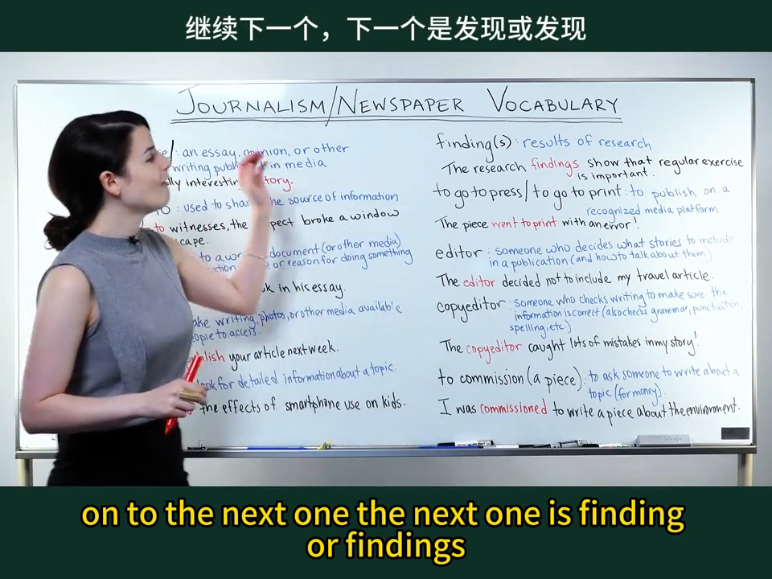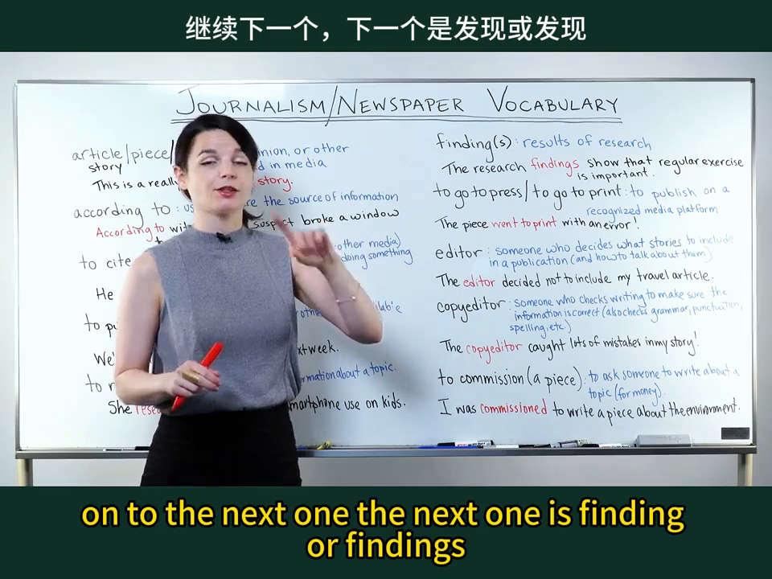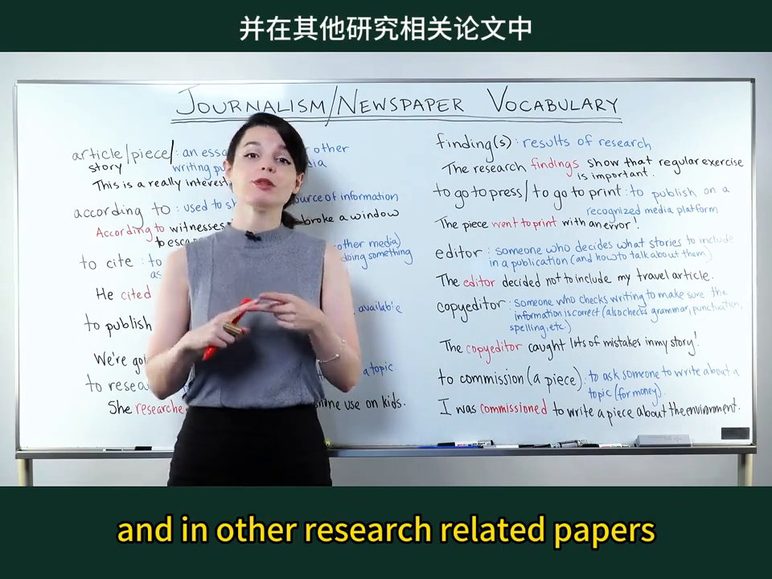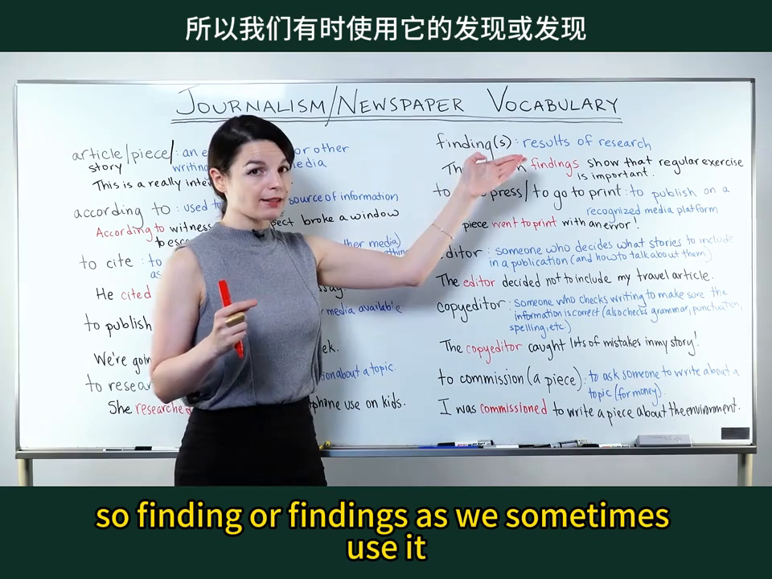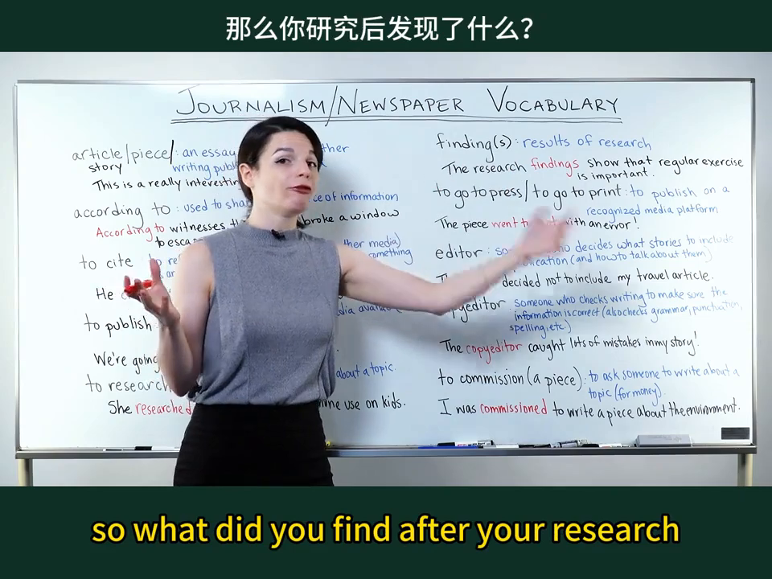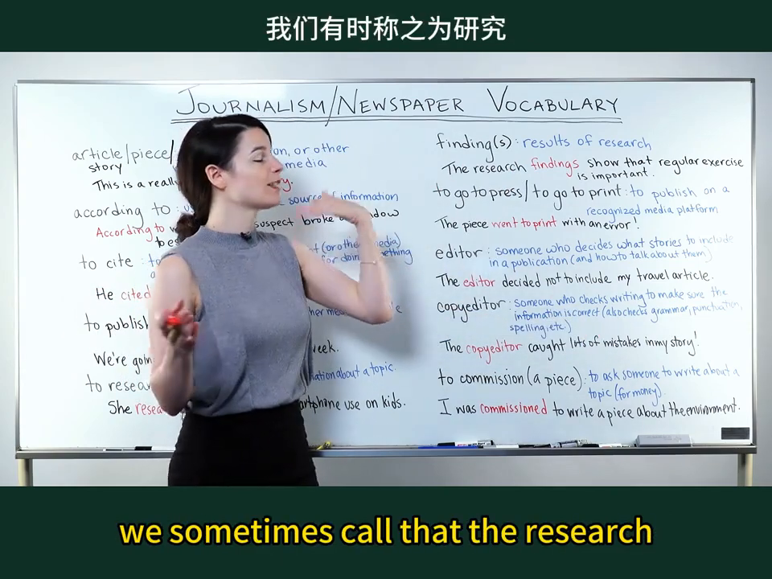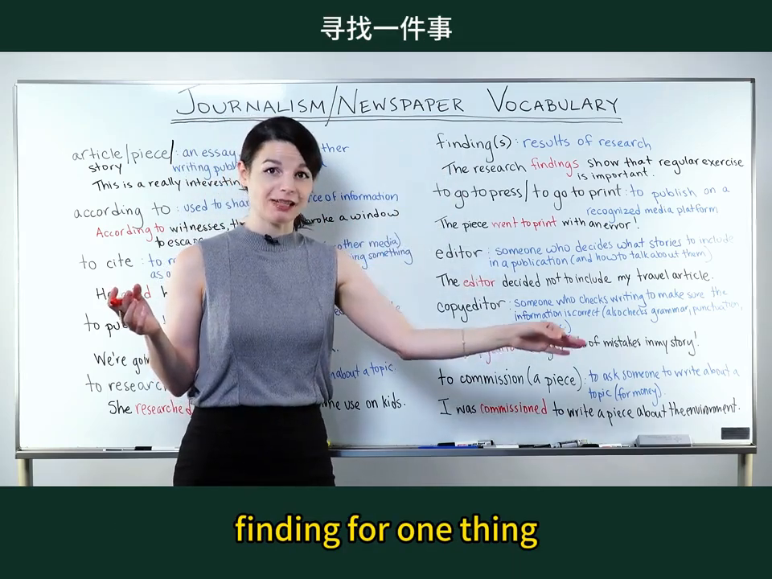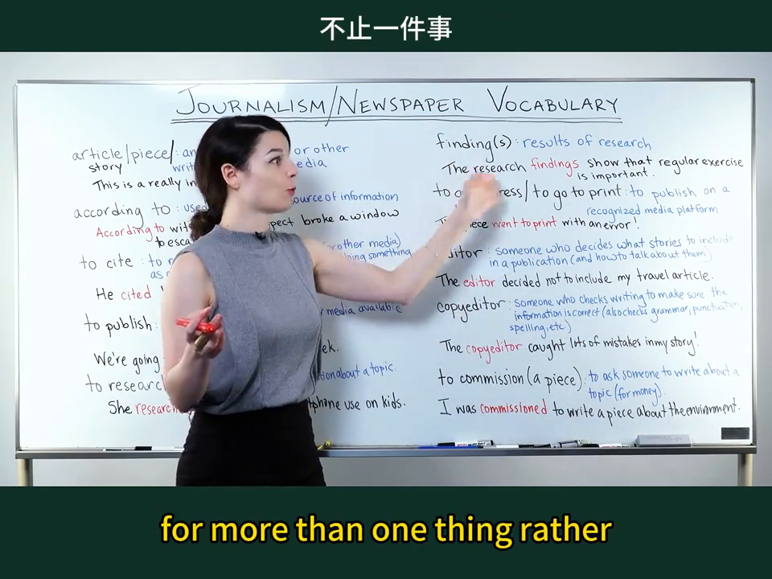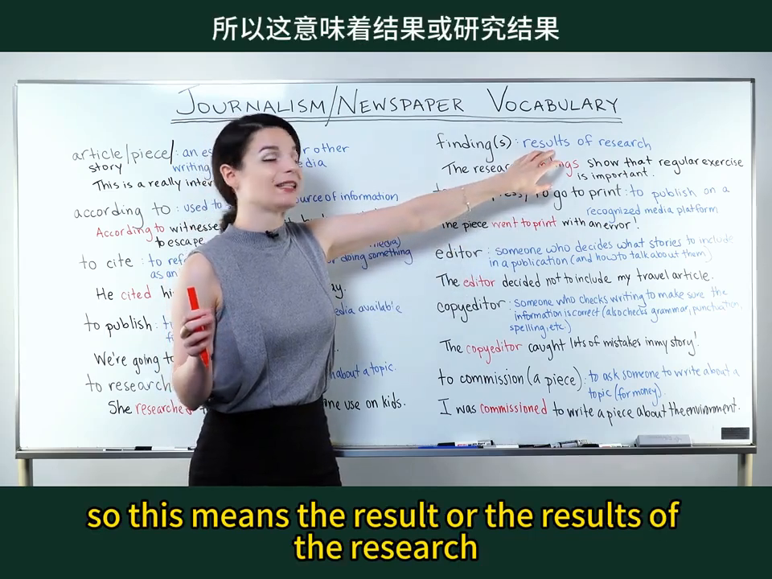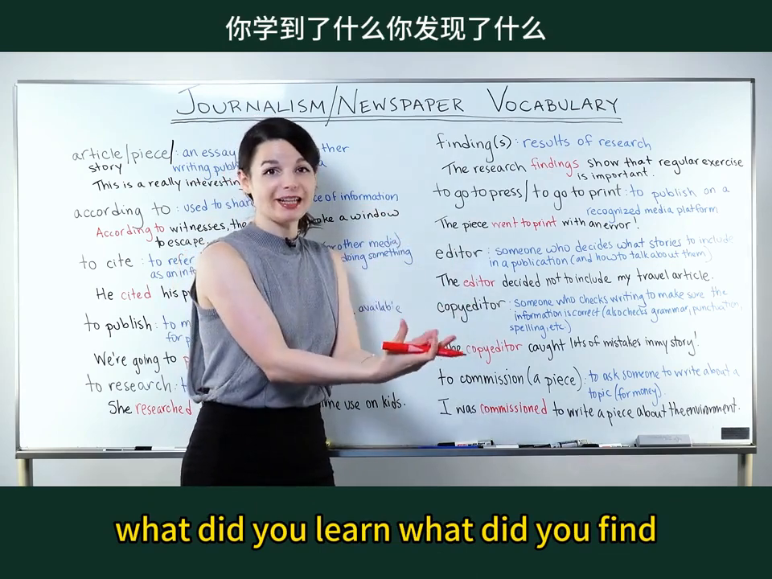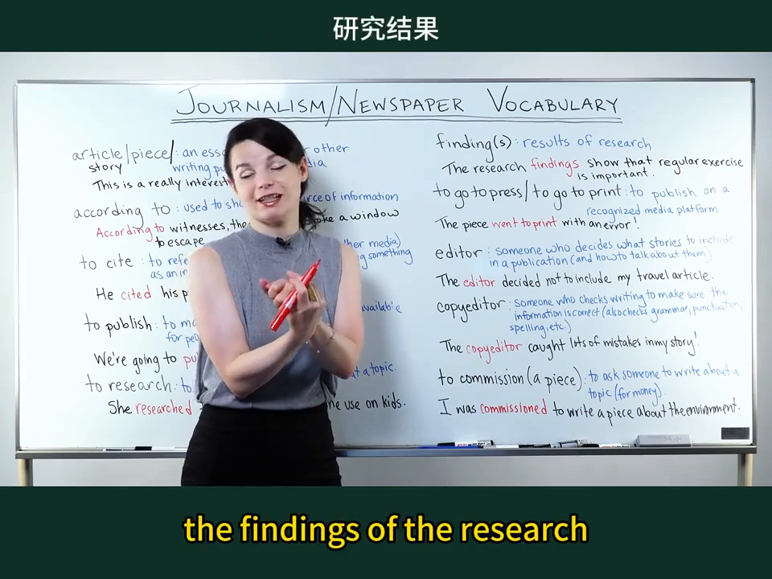The next one is finding or findings. So you might see this in news reports and in other research-related papers. So finding or findings, as we sometimes use it, means results of research. So what did you find after your research? We sometimes call that the research finding for one thing, or the research findings for more than one thing. So this means the result or the results of the research. What did you learn? What did you find? We can sometimes call those the findings of the research.